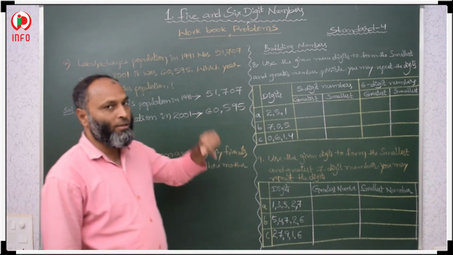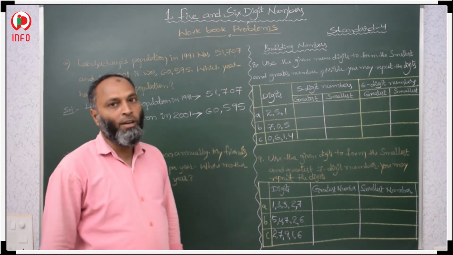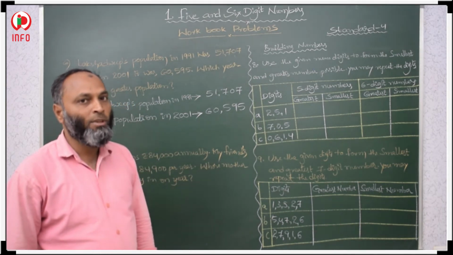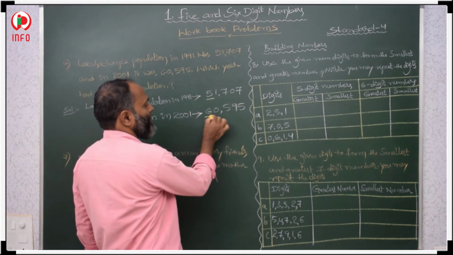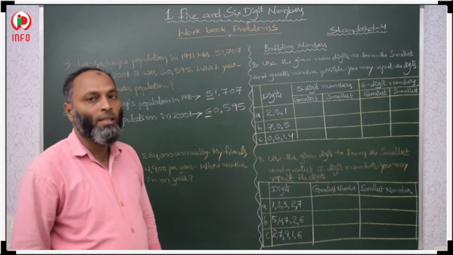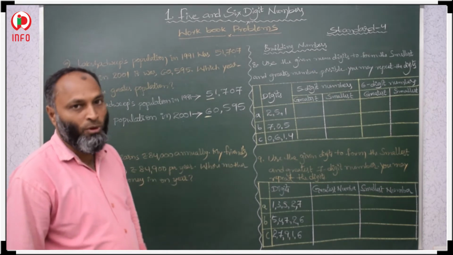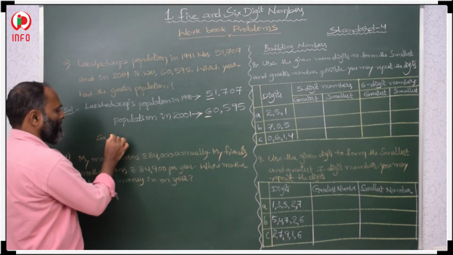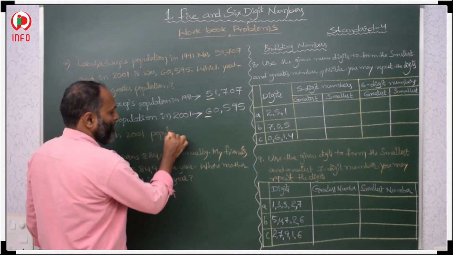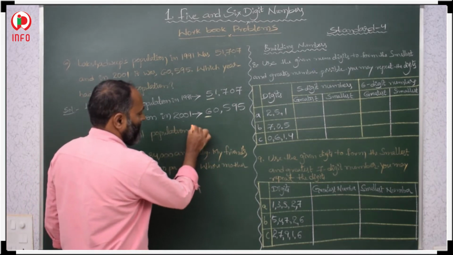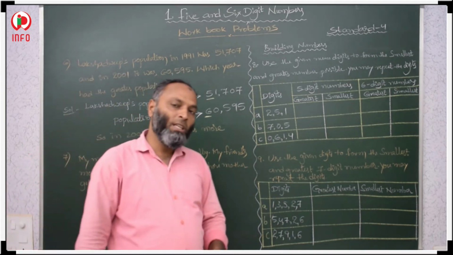So now you compare. First you count the number of digits. 1, 2, 3, 4, 5. 5 digits were there. So we start counting from 10,000s to ones. Here what is there in 10,000s place? 5. Here 6. In 5 and 6, which one is bigger? 6 is bigger. It means in 2001 the population is more. So in this way we have to check in which year the population is more.